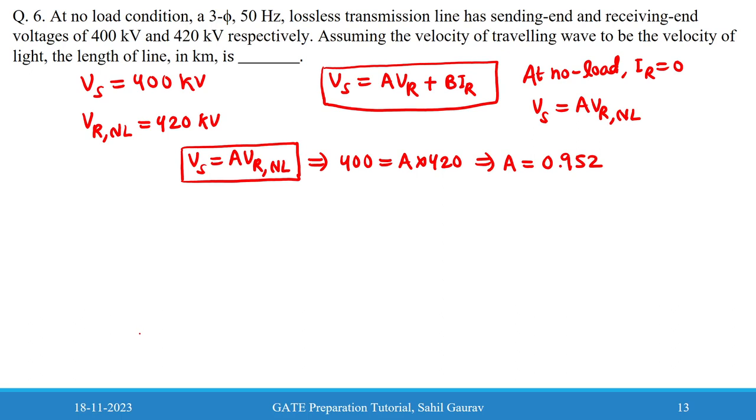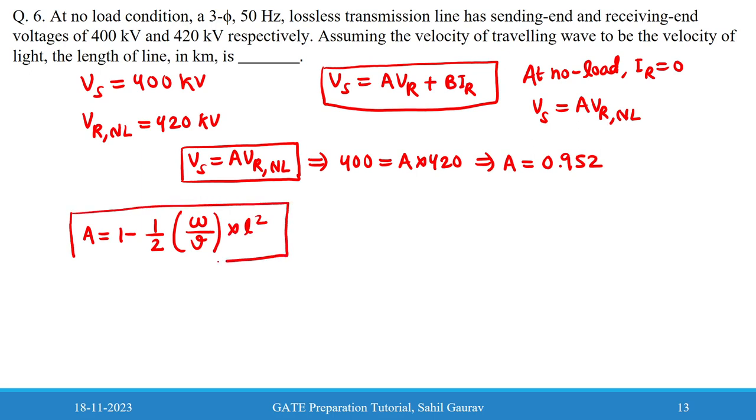Now for this velocity of traveling wave or velocity of propagation, we will use one more expression that is very important. You can write A directly for a lossless transmission line as 1 minus half, omega divided by velocity of traveling wave, into L square. We will see how this expression comes, but right now keep this in mind, and this is a shortcut.